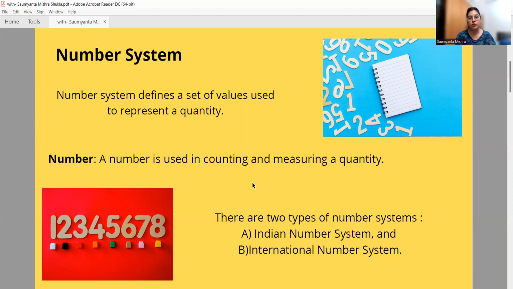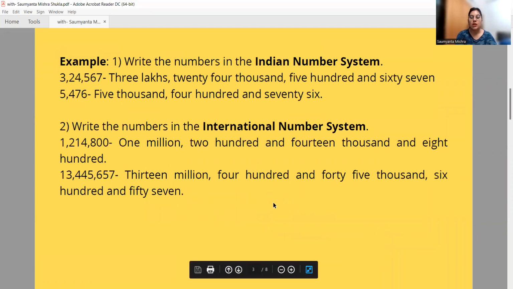And the number system is of two types, the Indian number system and the international number system. In the Indian number system, we use terms such as crores, lakhs, 10,000, thousand, hundreds, tens, and ones. And in the international number system, we use the terms millions, 100,000, 10,000, thousand, hundreds, tens, and ones.